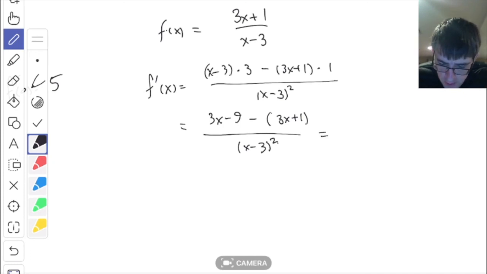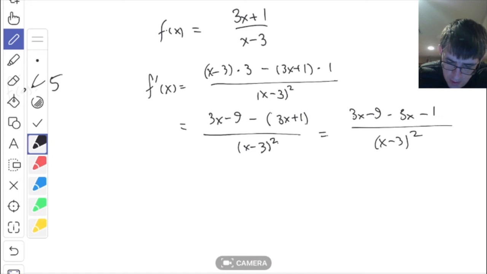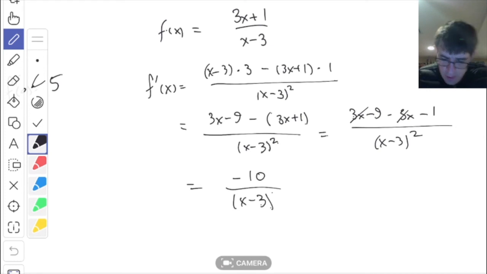Distribute the minus sign. 3x minus 9 minus 3x plus, no, minus 1. Distribute the minus sign, right? Over x minus 3 squared. Okay, and these 3's cancel. I get negative 10 on top over x minus 3 squared. All right, this is the derivative. It's not going to get any simpler than that.